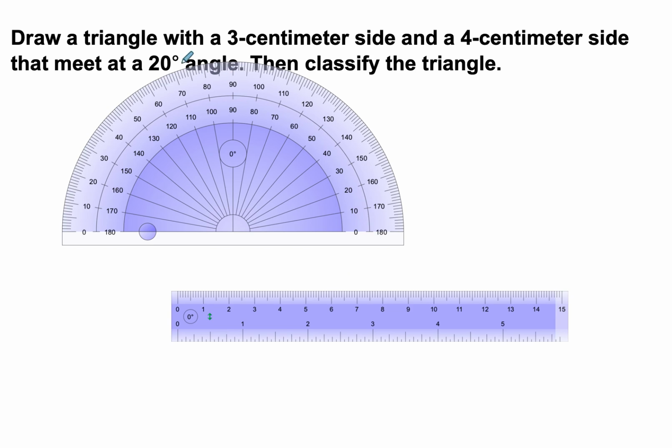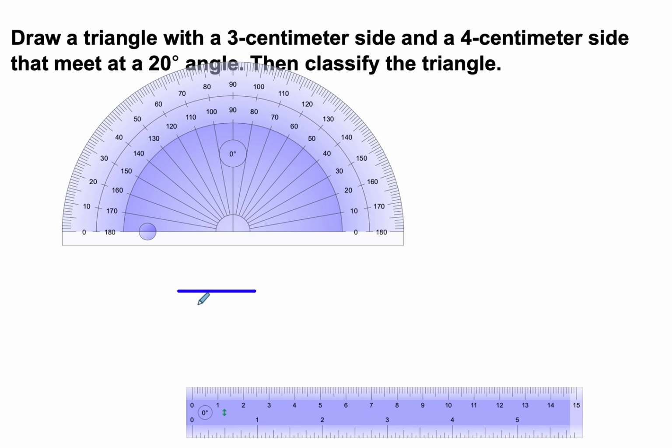All right, so we're going to start by doing our 3 centimeter side. You're going to use your ruler. Okay, 3 centimeters. Anything they tell you to draw, you need to label. So we're going to label 3 centimeters. Okay, and then a 4 centimeter side that meet at a 20-degree angle.